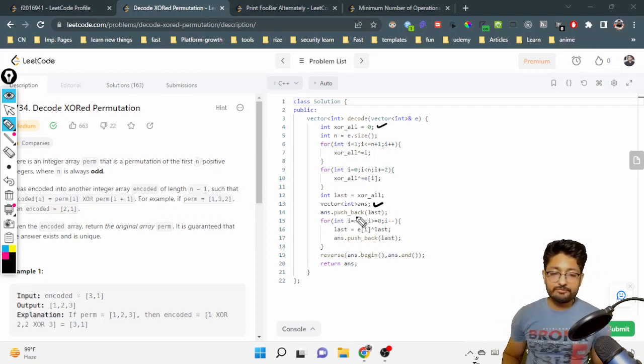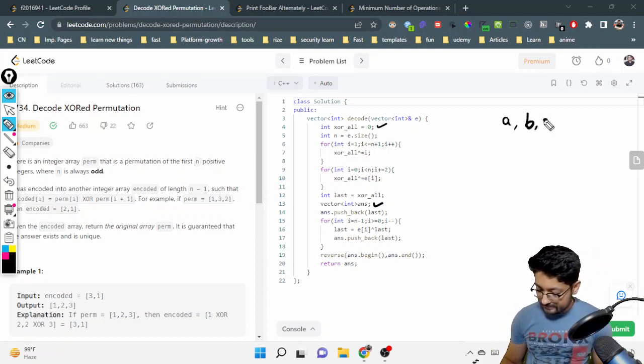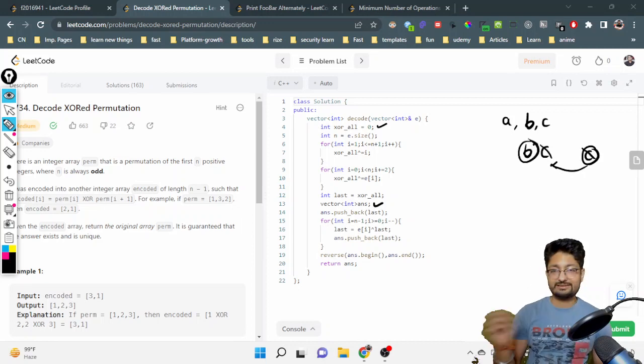Now I will iterate from the very last to the very front. What I'll do is take the last number and XOR it with the last encoded value. So if I have A, B, C, the last encoded value will be B XOR C, and because I have C, I can XOR it with B XOR C. C will get cancelled, and I will get B, the next number. So I will take the next number and so on, and keep pushing into the answer vector.